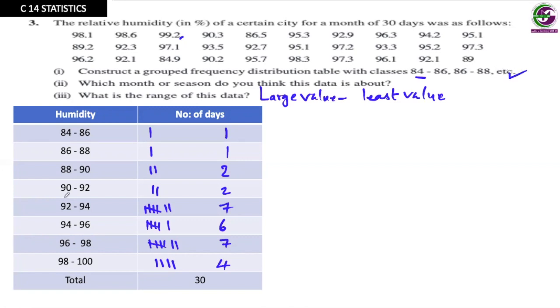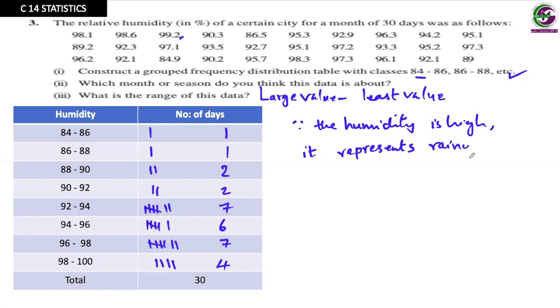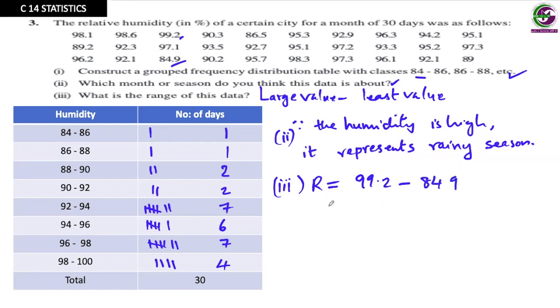And the next question: it's above 90 that is more. So since the humidity is high, it represents rainy season. Next question, what is the range? Larger value is 99.2 minus the least value, 84.9. So when you subtract, we will get 14.3%, which is the range.